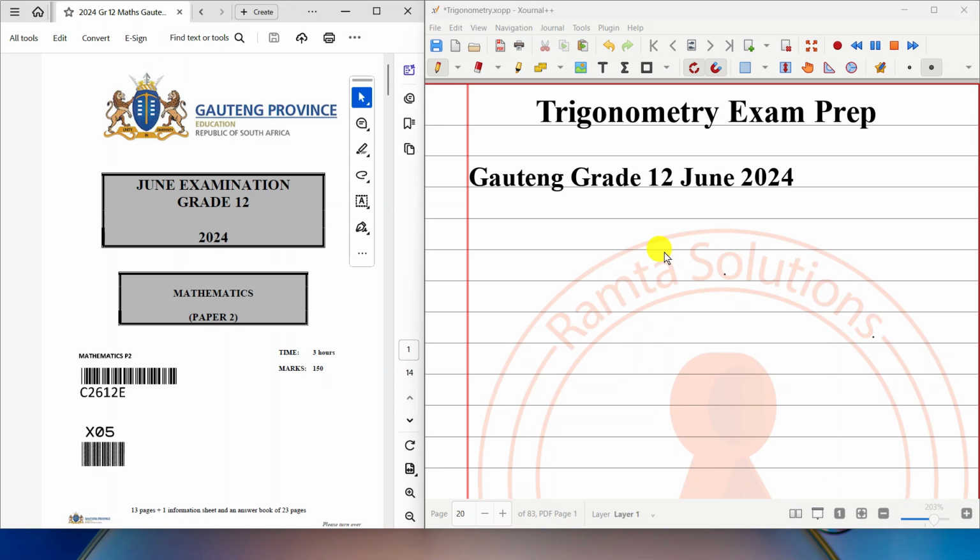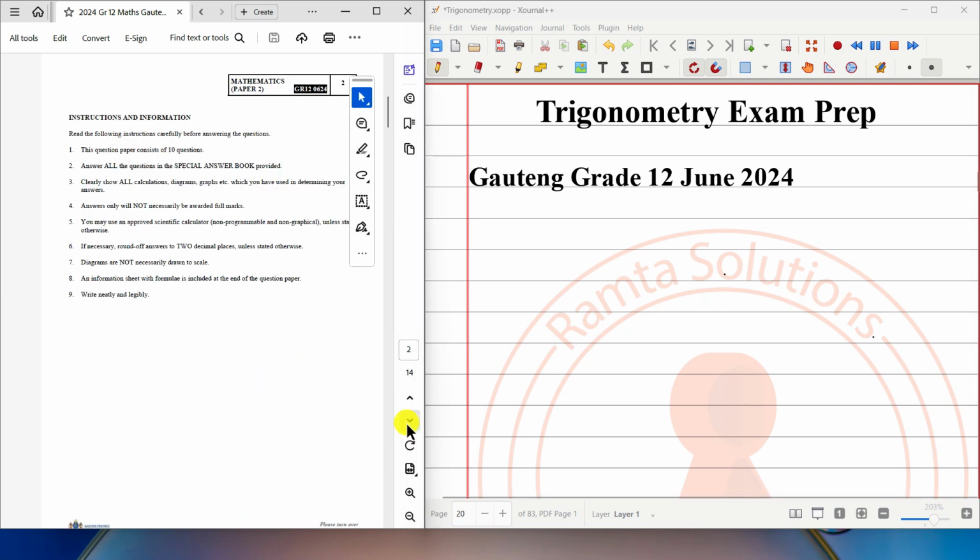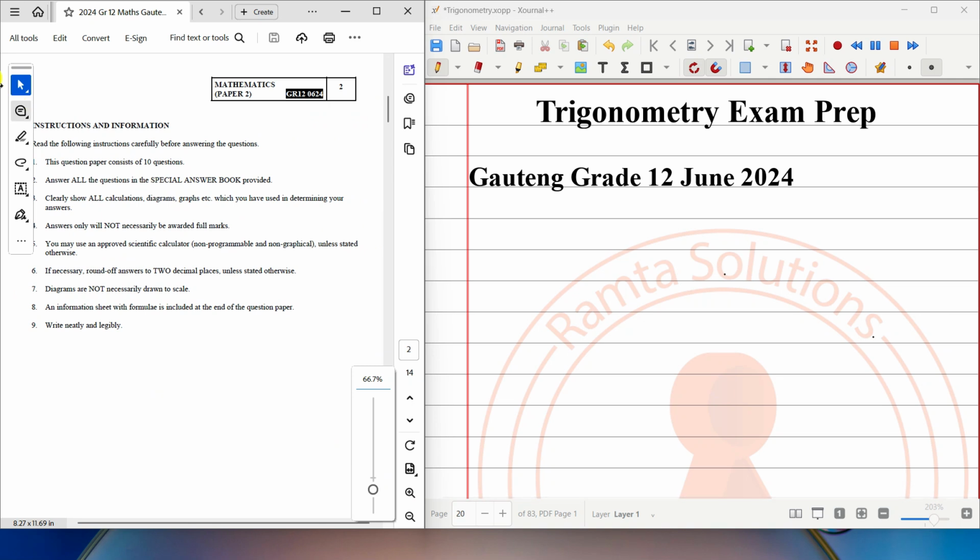Today in your trigonometry exam prep, we're looking at a question paper from Gauteng province that was written in June of 2024. Because these are past papers, we will begin by reading instructions. We're not going to read all of them, but just a few. It's important that you get used to reading instructions.